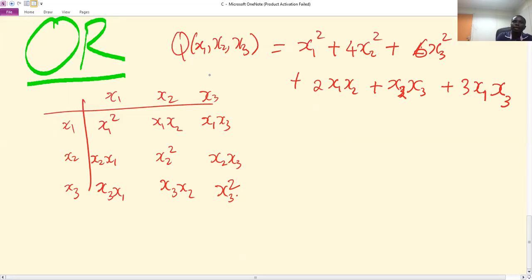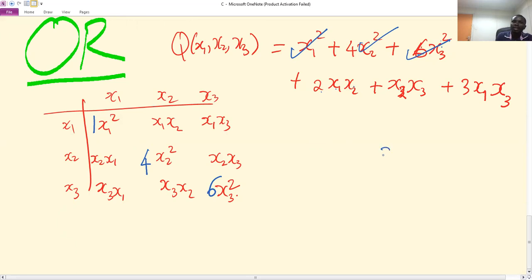The x1 squared coefficient in this equation is 1, so you write 1 here. The x2 squared coefficient is 4, so you write 4 here. The x3 squared coefficient is 6, so we write 6 here. So the diagonal elements in your matrix will be 1, 4, 6. Now you come here. This is 2x1x2.